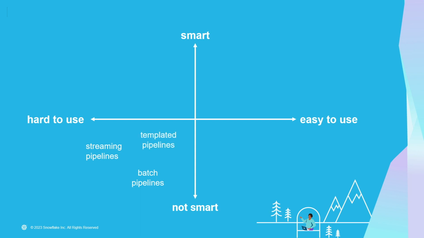Something a little bit better are templated pipelines. These are things like Fivetran or Matillion, right? So they automate batch pipelines and streaming pipelines and make them turnkey solutions. While this approach is smarter and easier to use, it typically doesn't scale well, right?